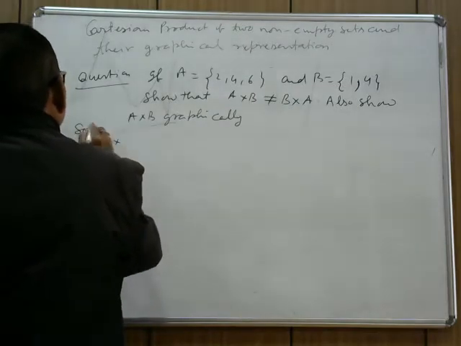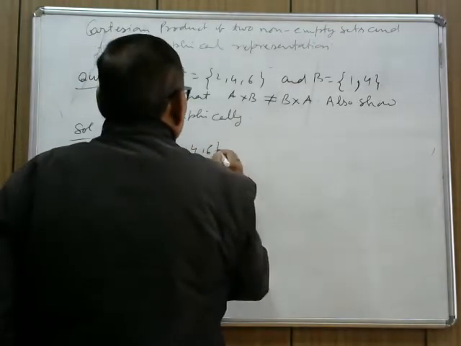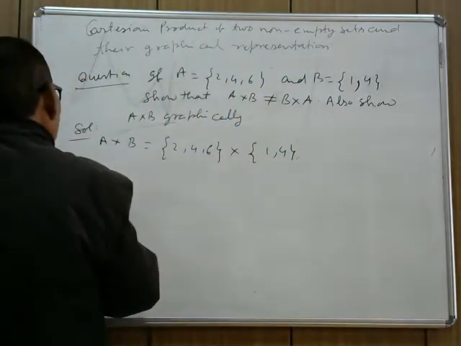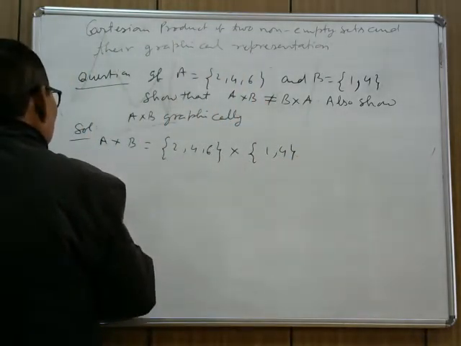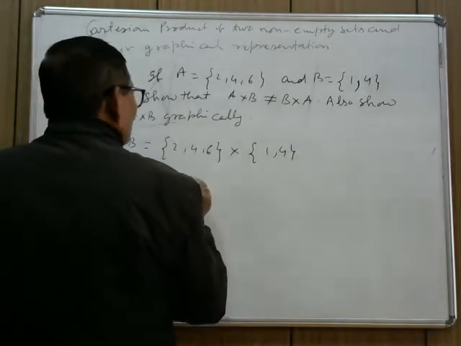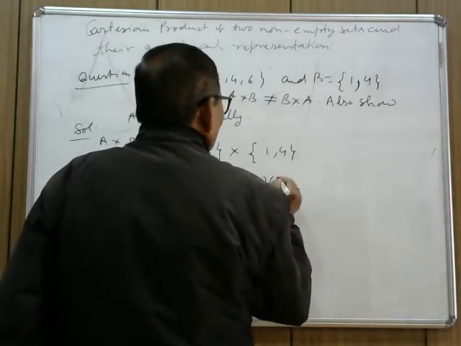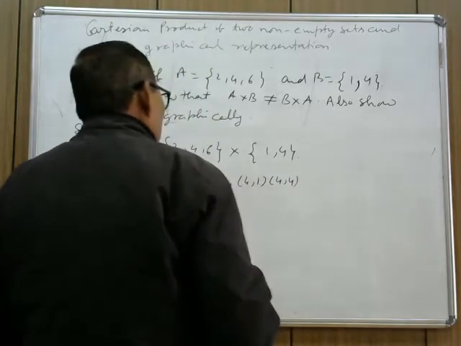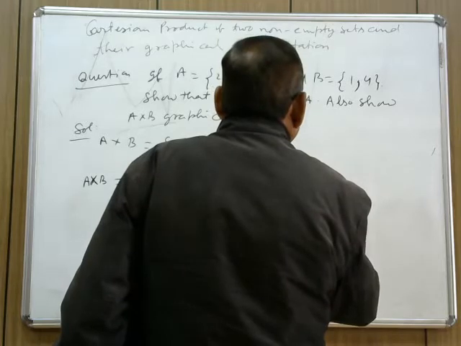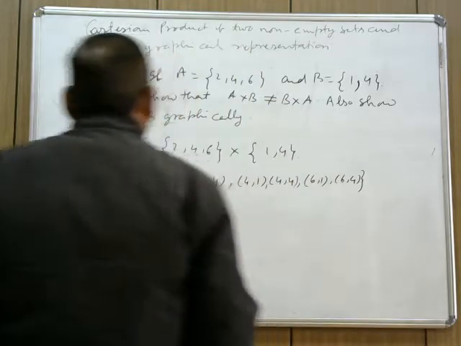Now the solution. A cross B is equal to the set {2, 4, 6} cross {1, 4}. You write the elements of A cross B. That is equal to (2, 1), (2, 4), (4, 1), (4, 4), (6, 1), (6, 4). This is your A cross B.